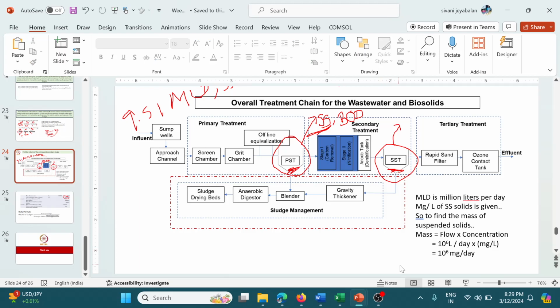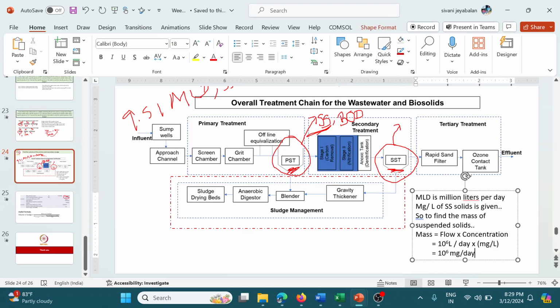Is it fine? Yes, ma'am. Now you are getting what I'm telling? Yes, ma'am. Okay. So which is nothing but, now you tell me in kg. Mg per day, how will you convert to kg? 10 to the power 6 mg is 1 kg. So it is 1 kg per day.